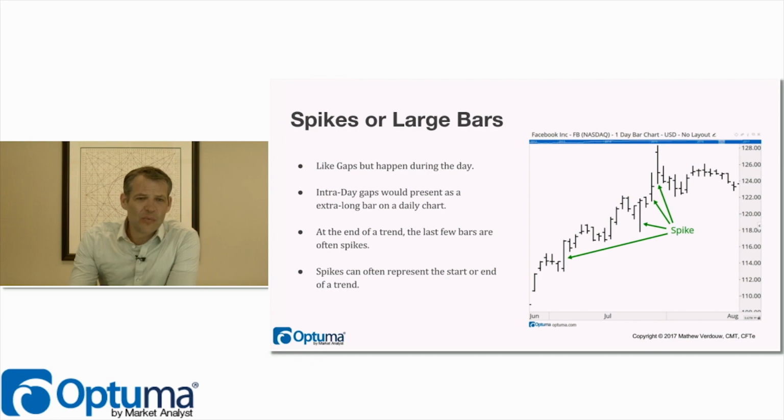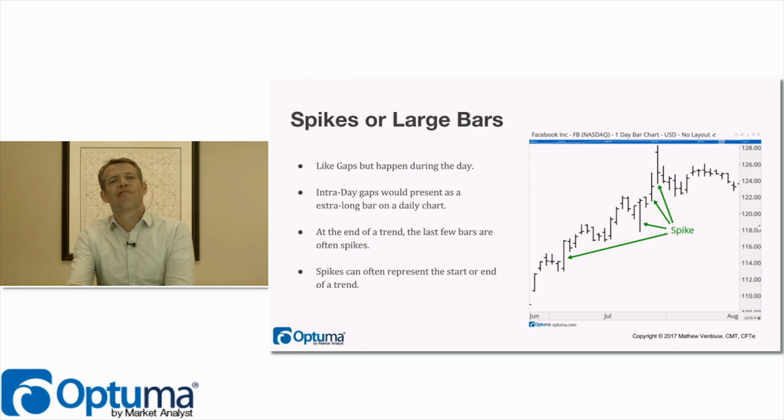In reality, when we look at a bar like this, if we could see inside what happened that day, remembering that a one-day bar is made up of lots of price action during the day, there's probably gaps going on on an intraday basis. We just don't see them because we only have an open-high-low-close on the chart. The other thing we notice about these spikes, as I said, they're just really large bars, is that we'll often see those towards the end of a trend.